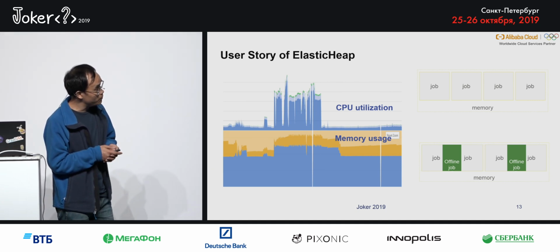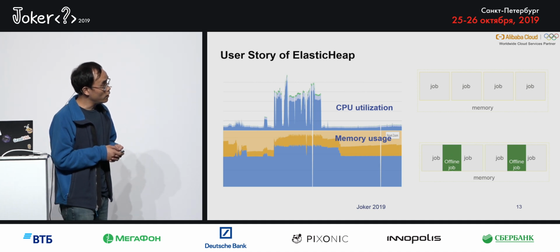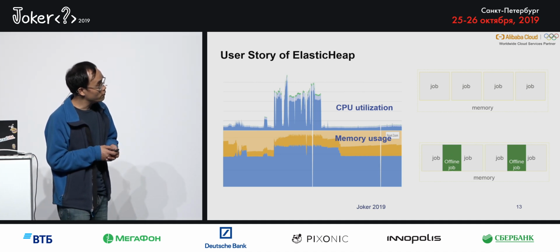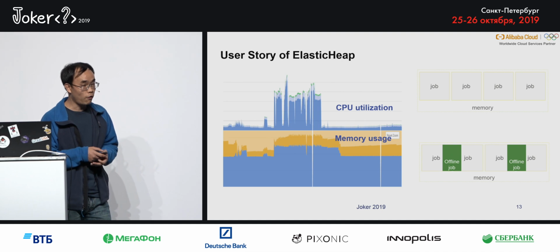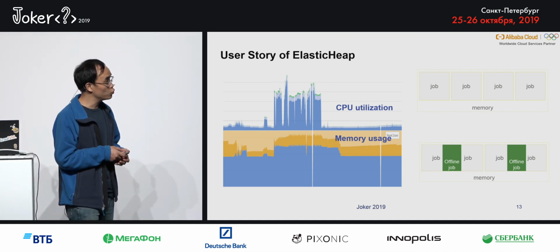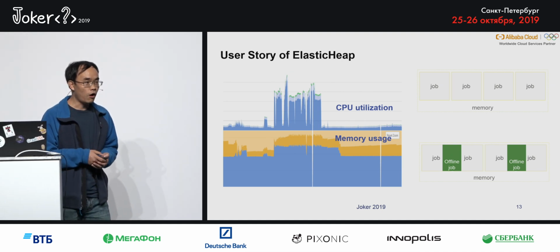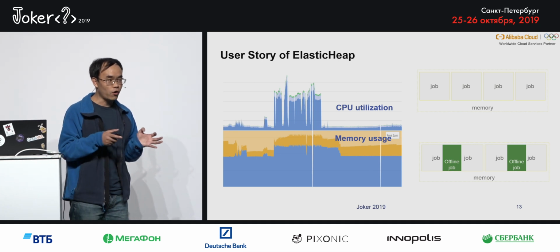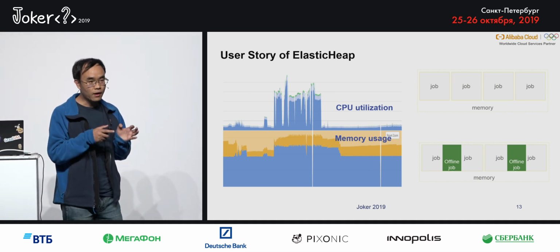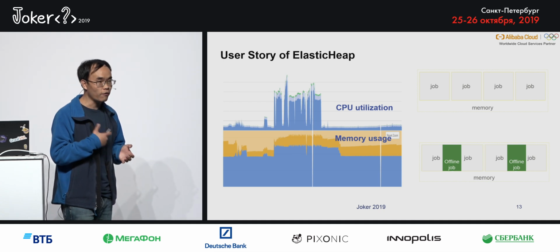You can look at the picture on the bottom. Actually, in this scenario, we have 6 jobs, right? We have 4 online jobs and 2 offline jobs. And the offline jobs are batch-oriented and low priority. But the online jobs are critical for us.